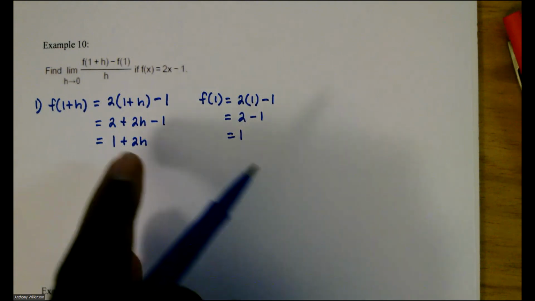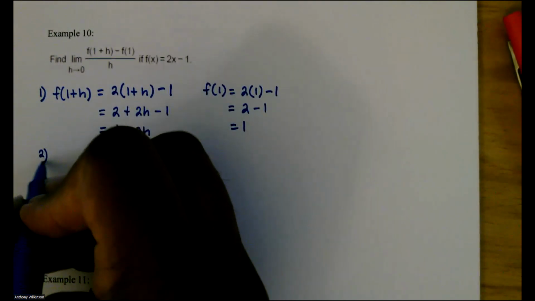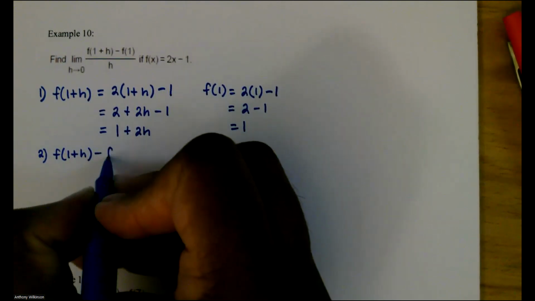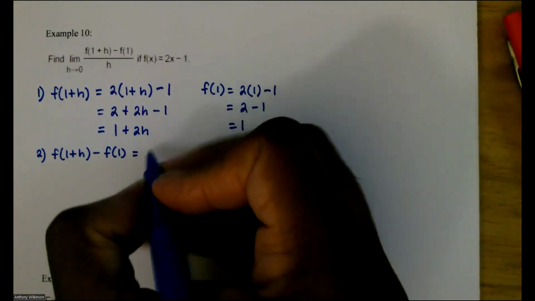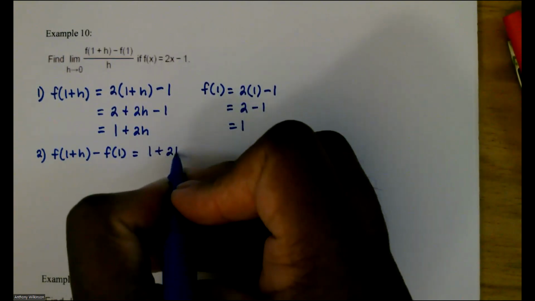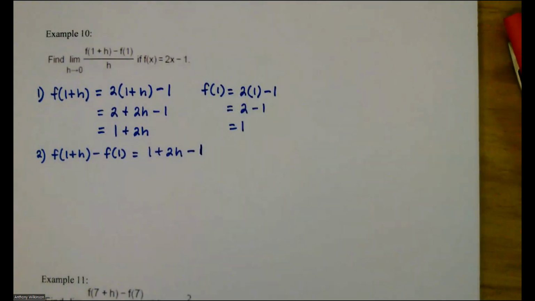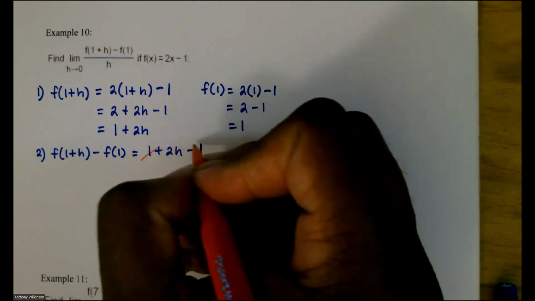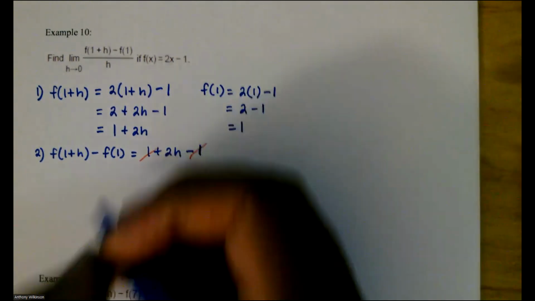Now, here's what I'm going to do here. Subtract these two. Because that numerator, if you look at it, is f of 1 plus h minus f of 1. This is our numerator. And f of 1 plus h is this, 1 plus 2h from step number 1, minus f of 1 turned out to be 1. All right, if I simplify this, the 1 minus 1, that's 0, that's gone. So I'm left with just simply 2h.